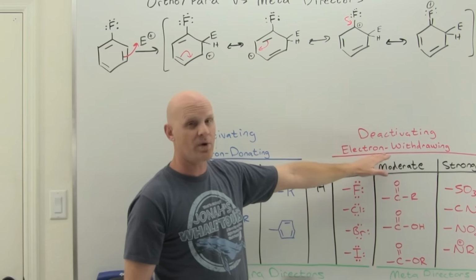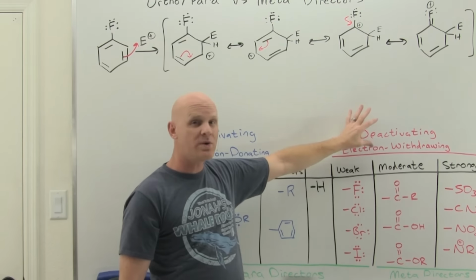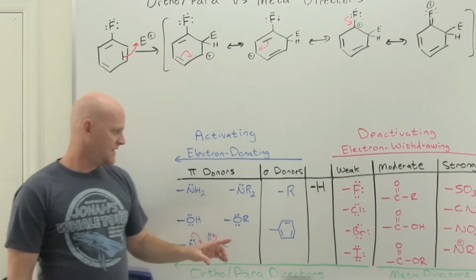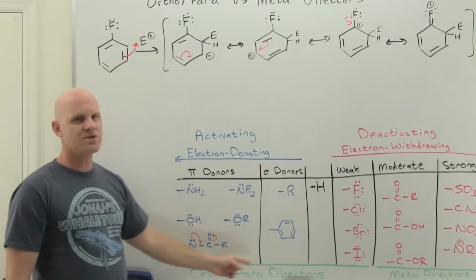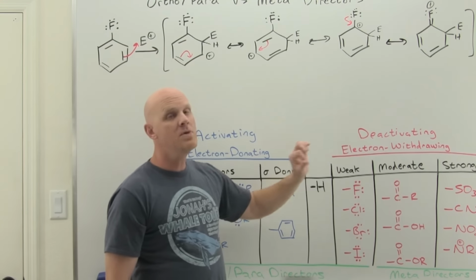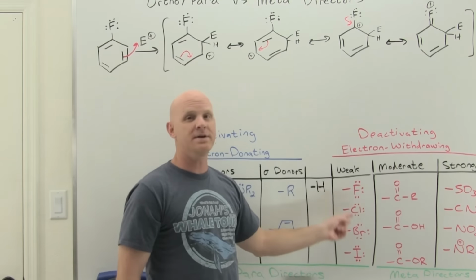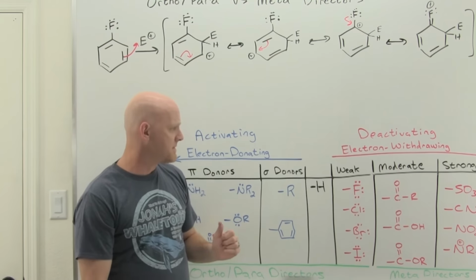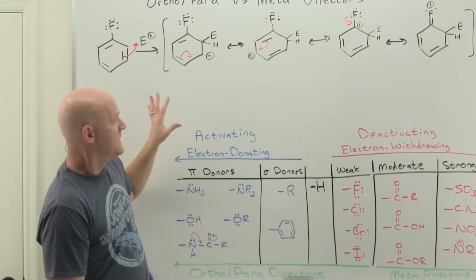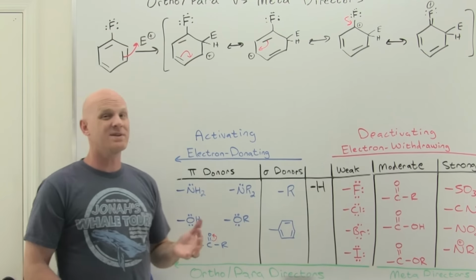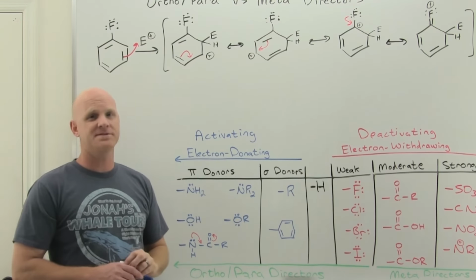They're still electron withdrawing groups and deactivating groups. They slow down a reaction. However, they're still ortho-para directors. So all electron donating groups are ortho-para directors. Most electron withdrawing groups end up being meta directors. The halogens are the big exceptions. So keep that in mind. All right, so that's the halogens, and now we've covered all the ortho-para directors. Let's take a look at the meta directors.